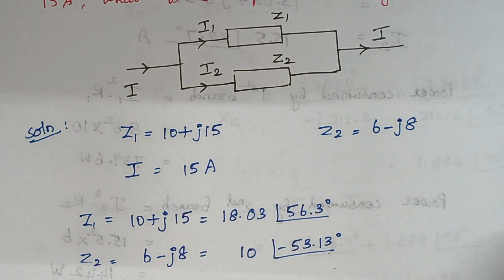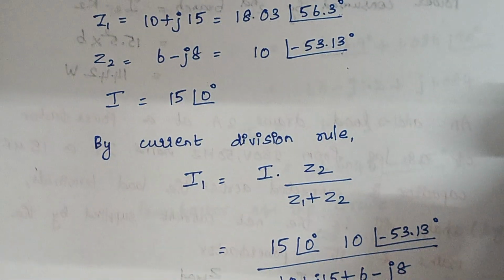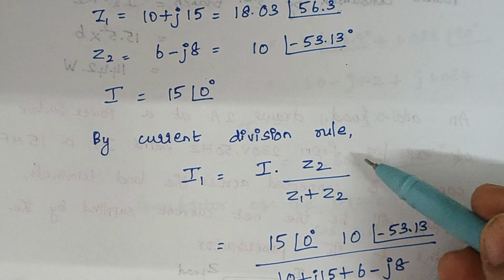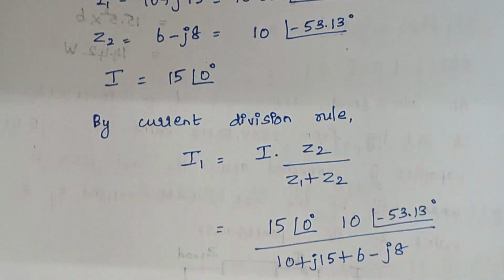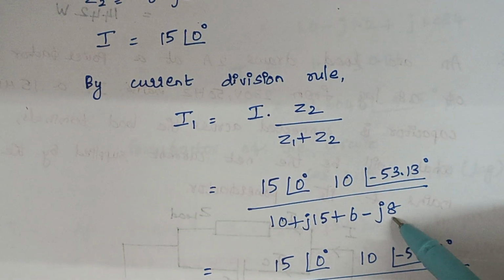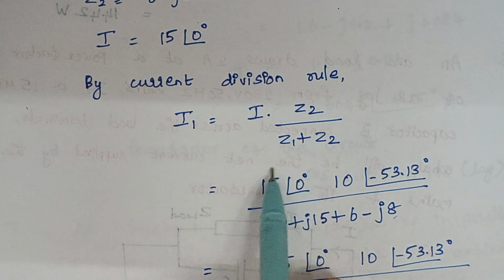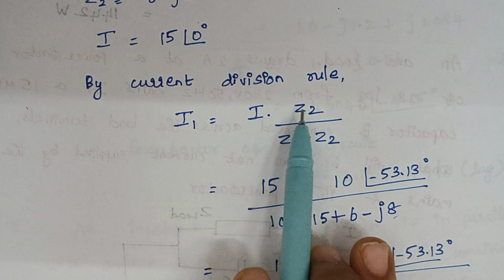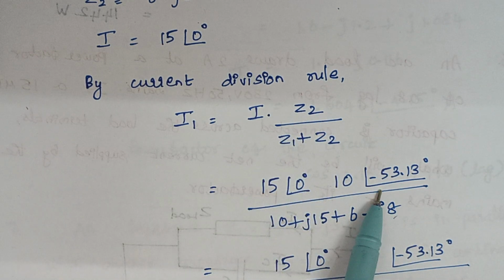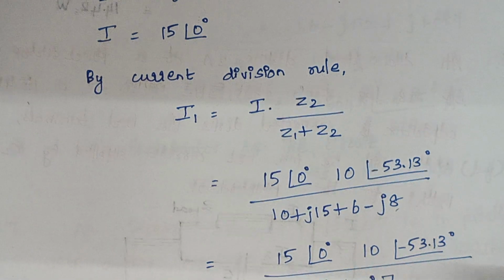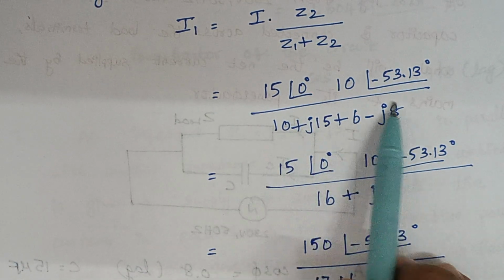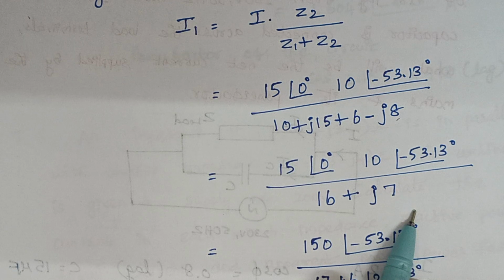Z2. So which is given as, you see, we know the value of total current that is given in the problem. We know the value of Z2 as well as Z1. So just substitute it over here. Here we are representing it in polar form. I am representing this Z2 also in polar form. So here again Z1 plus Z2, we are simplifying this and we are getting the answer like this.